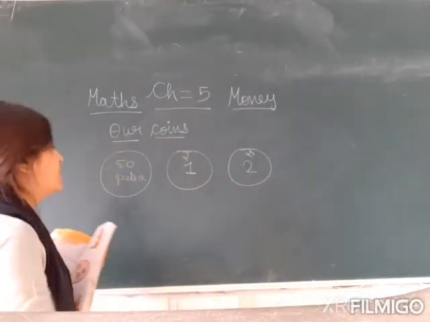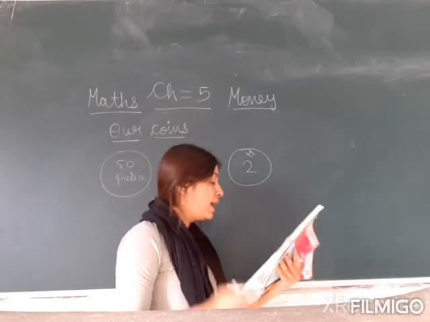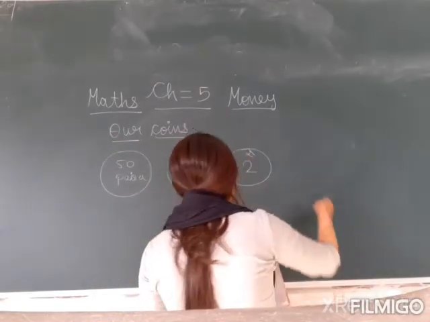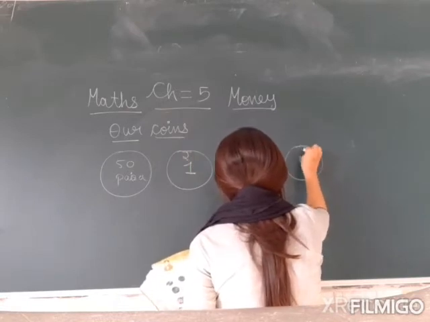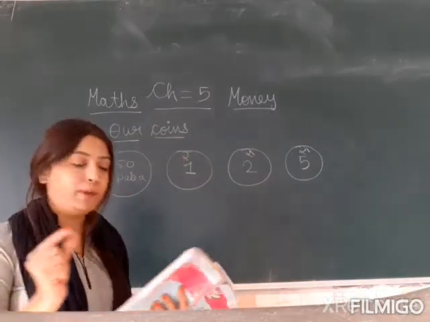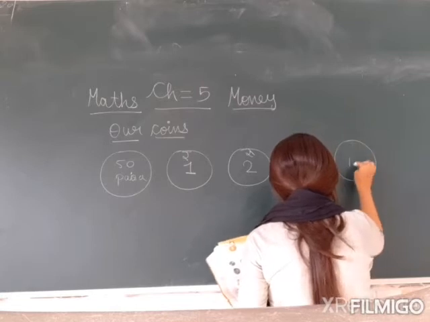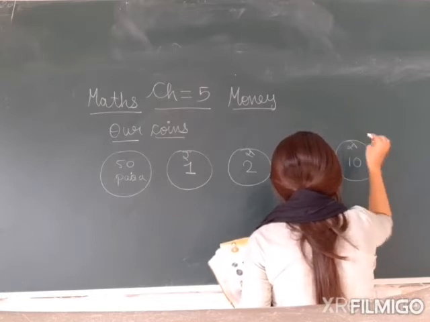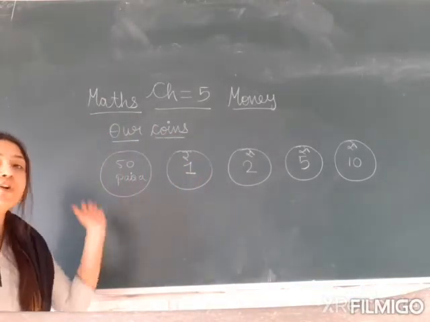You can see this is the 50 paise, 1 rupee coin, 2 rupee coin, and this is the 5 rupee coin. Okay? And this is the 10 rupee coin. See, students, these are the coins.